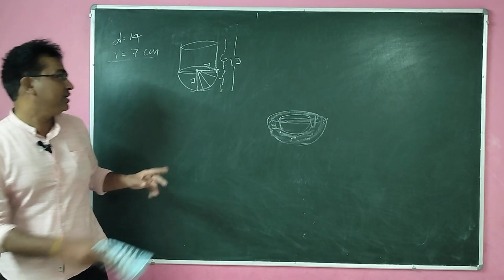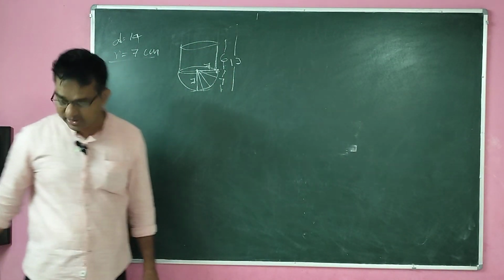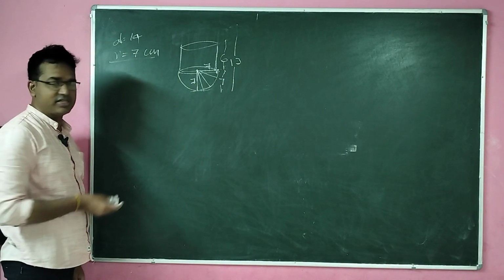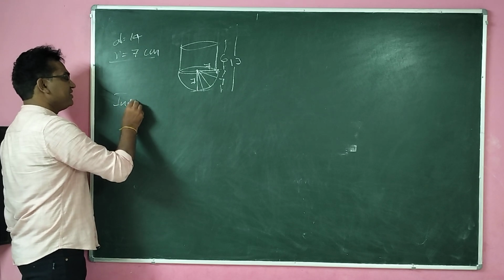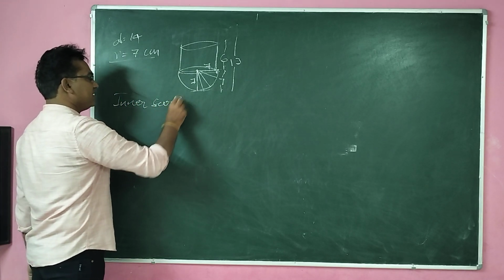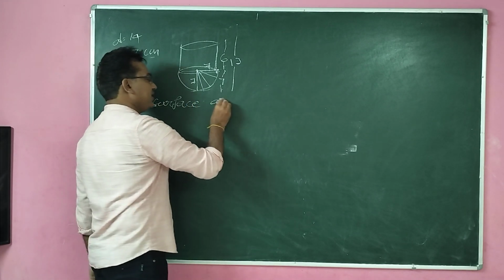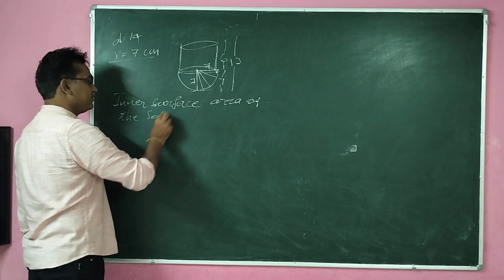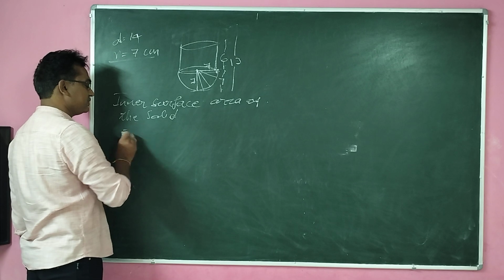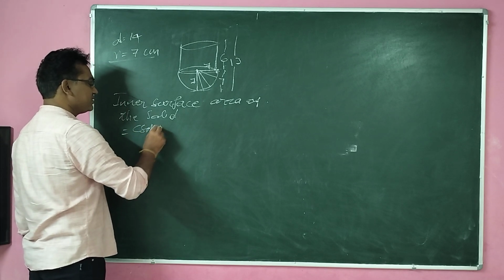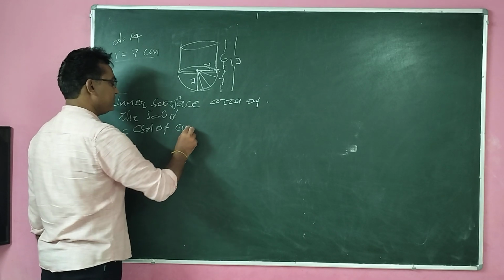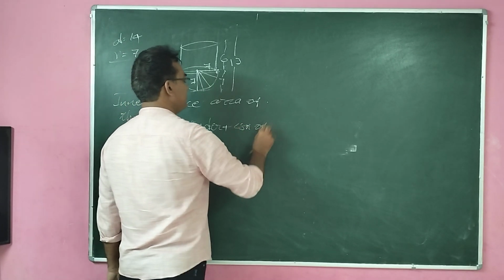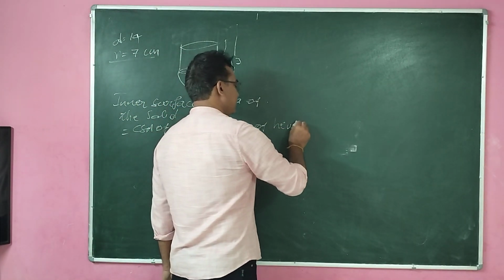Okay, so here they ask for the inner surface area. So first, CSA of cylinder plus CSA of hemisphere. You should write it: inner surface area of the given solid is CSA of cylinder plus CSA of hemisphere.